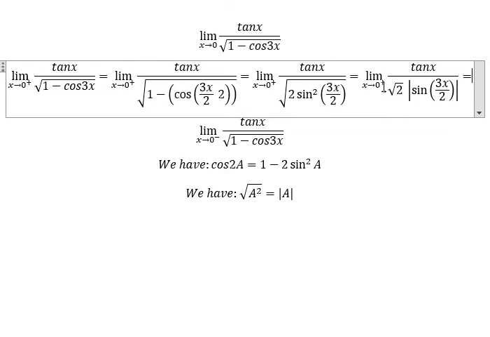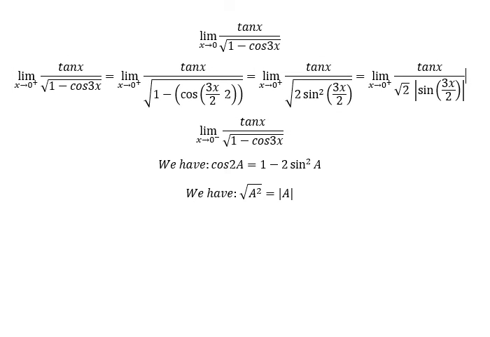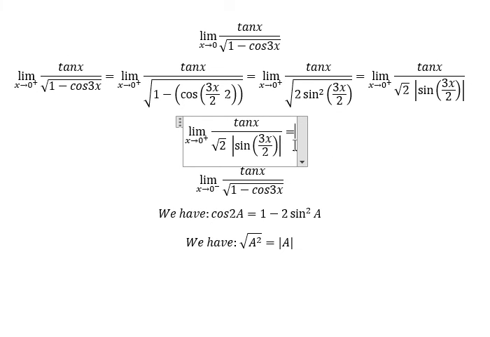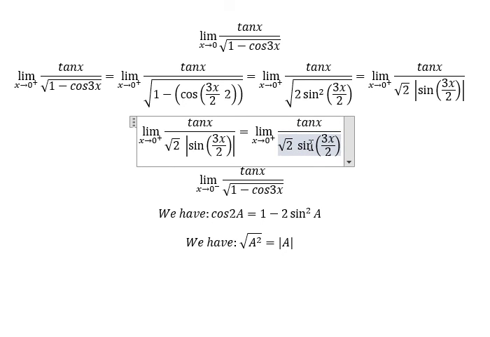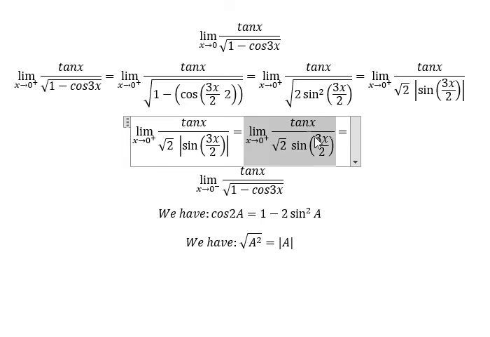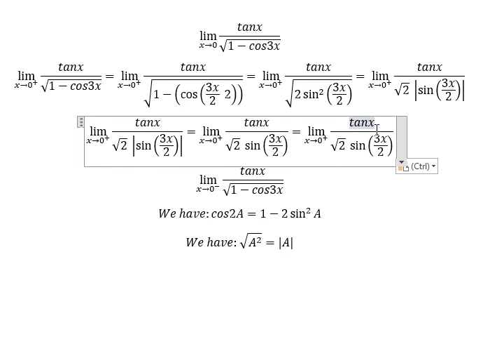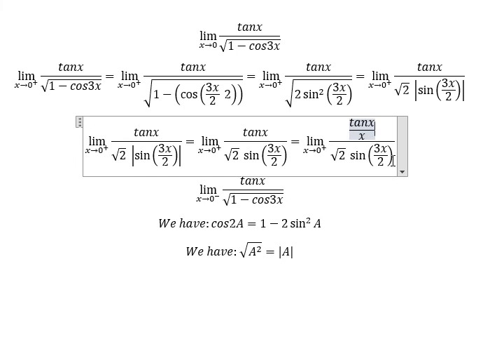So s approaches number 0 on the right. So on the right side, 3s over number 2 is still a positive value. So that means if we simplify this one, we can put the positive. Next, we divide by s on numerator and denominator.